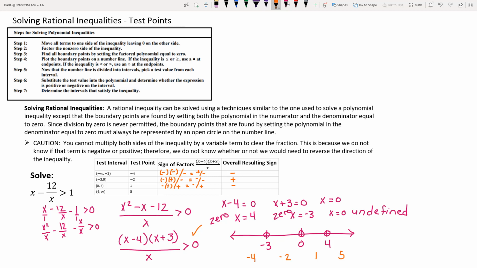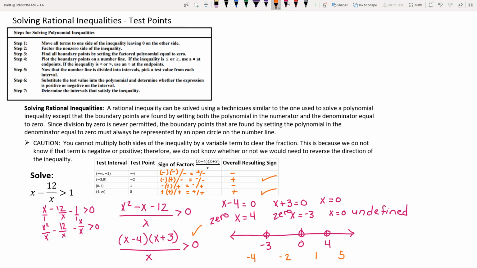And last, I put in 5. 5 minus 4 is positive. 5 plus 3 is positive. And then I'm dividing by 5, which would be positive. So positive divided by a positive is in fact positive. And so in our inequality, we're looking for where we're greater than 0. So where we're positive, basically, is what that's saying.